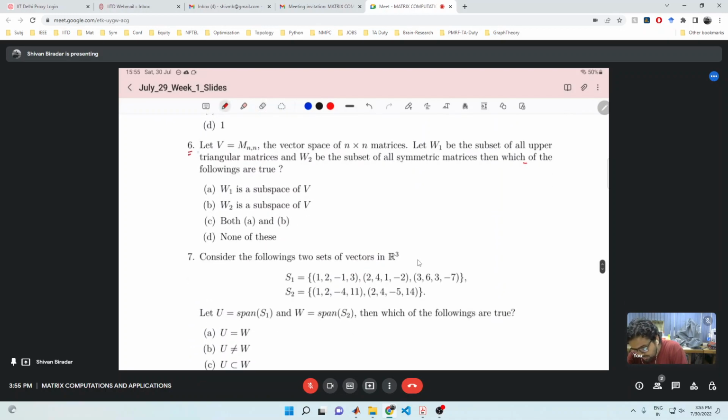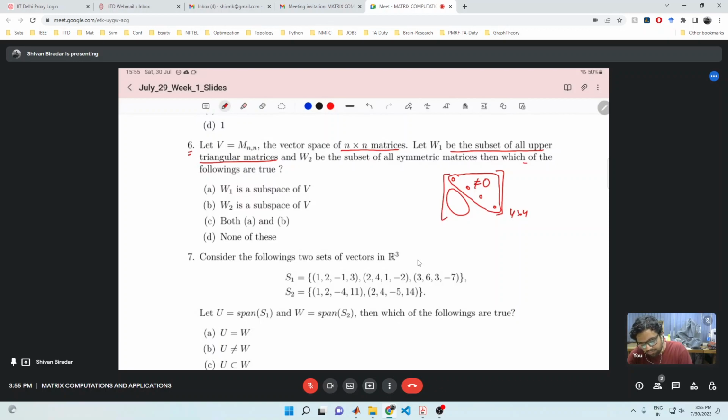We'll move on to the sixth question. Let V be M_n, the vector space of n cross n matrices. Let W1 be the subset of all upper triangular matrices. Which means that let us say you have this matrix. These are your diagonals. Let us say that we have a 4 cross 4 matrix. All the upper triangular matrices would mean that the elements in this upper part would not be equal to 0, and all of the elements below this would be 0.